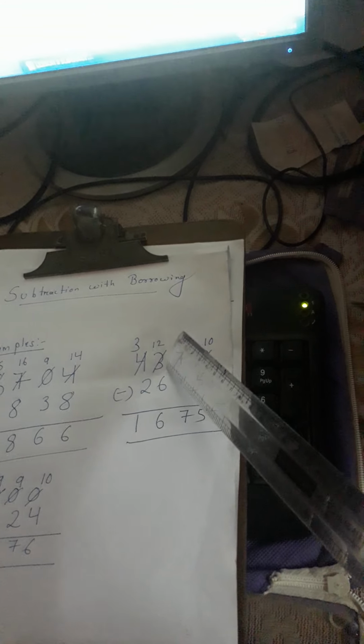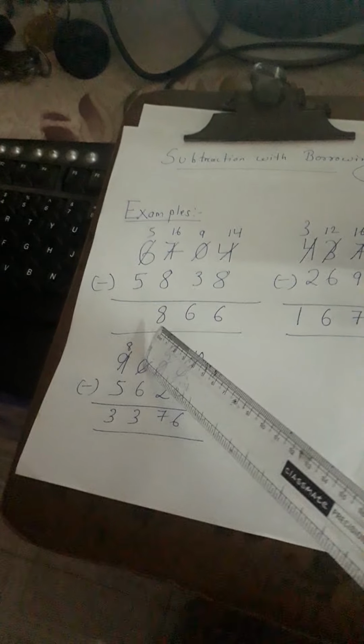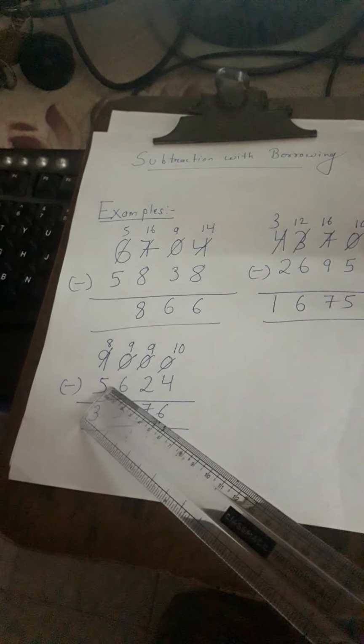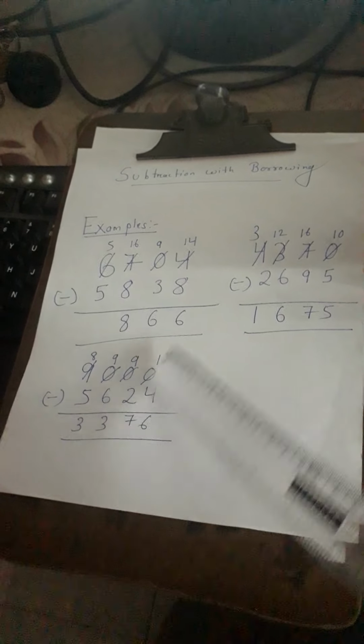From 2 it is impossible to subtract 6. So we will borrow from here. It becomes 12. 12 minus 6 is 6. As we have already given here, here it is 3 now. So 3 minus 2 is 1. Coming to the next number, 9000 minus 5624.